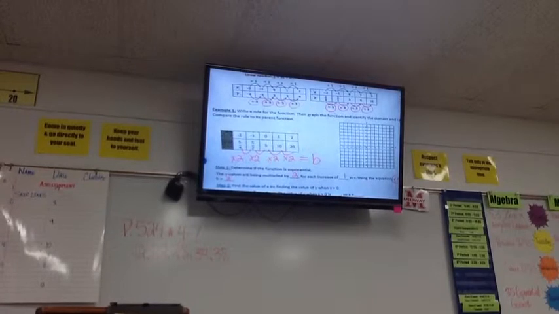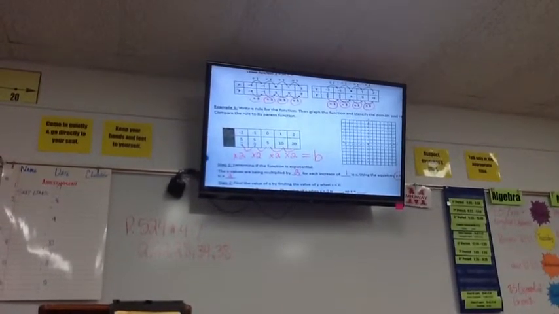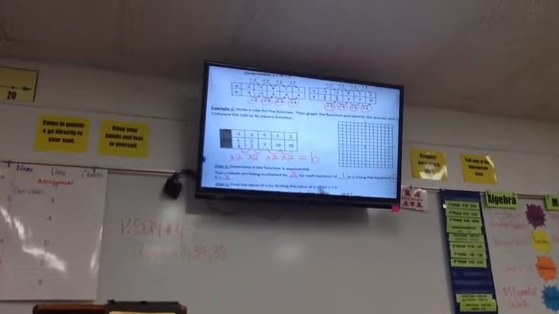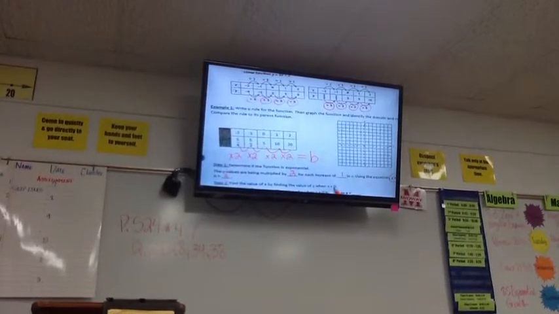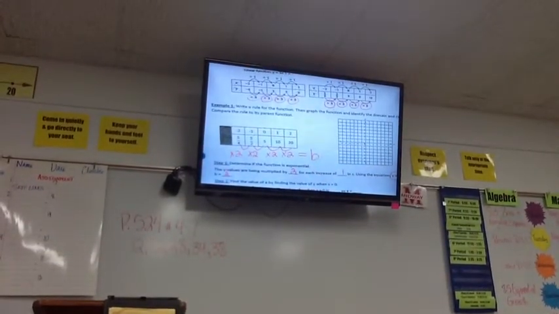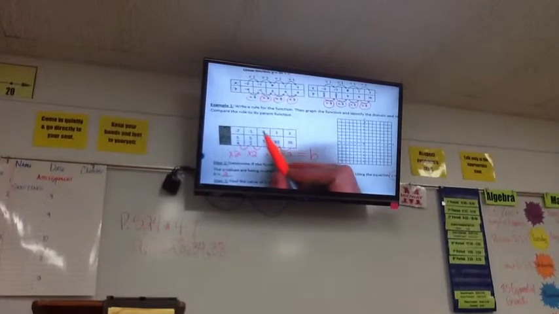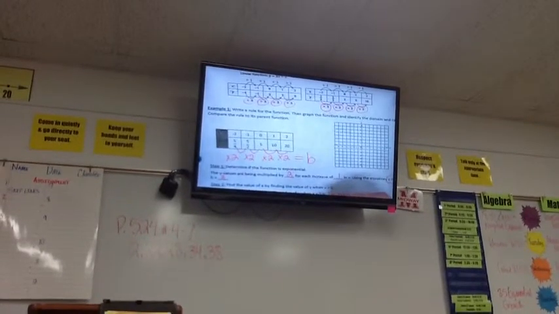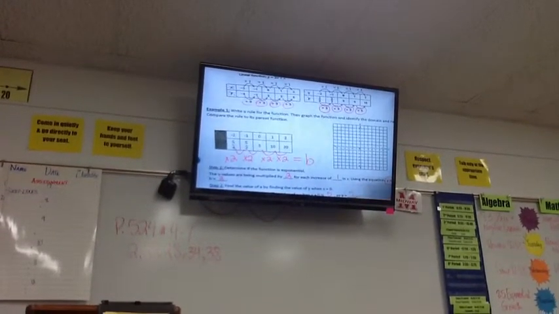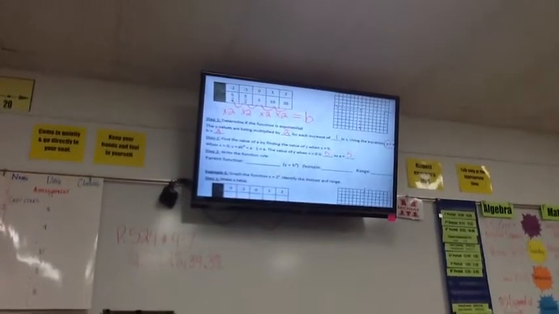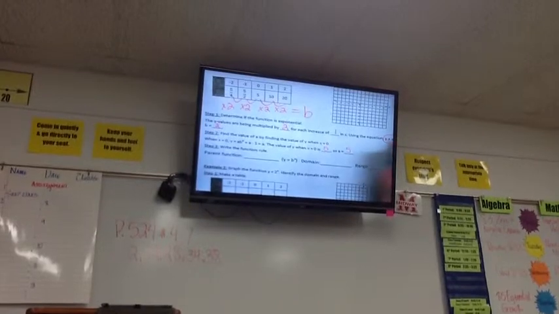We found b. Now we're going to find a. A is relatively simple to find. A is the y value when x equals 0. When x equals 0 in our chart, what is y? 5. X is 0, y is 5. So the value of y when x is 0 is 5. So a equals 5. So now we're going to plug in a and b to this y equals ab to the x to write our function.